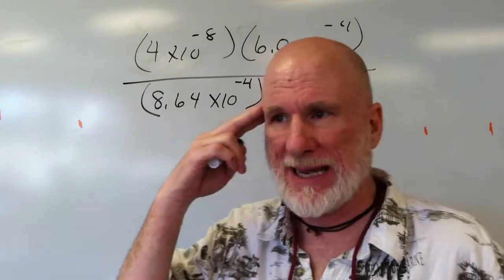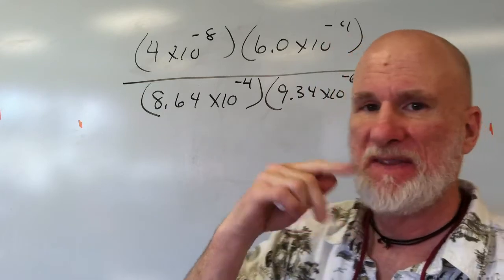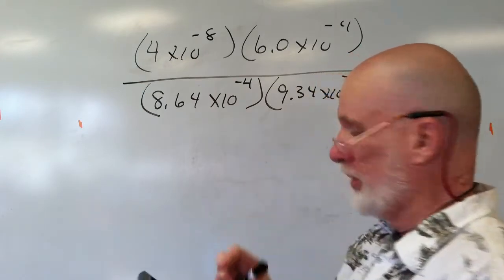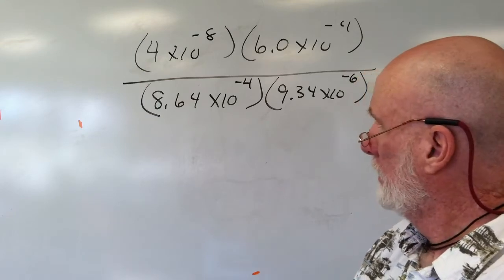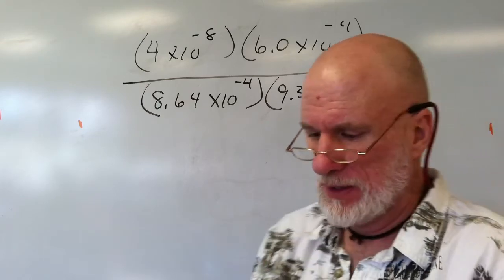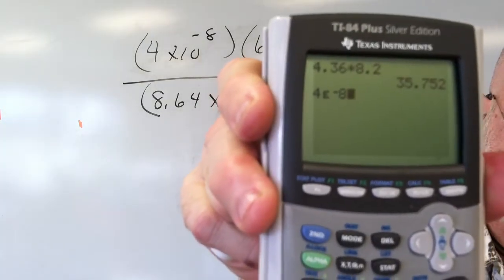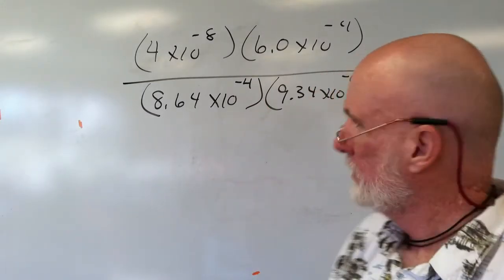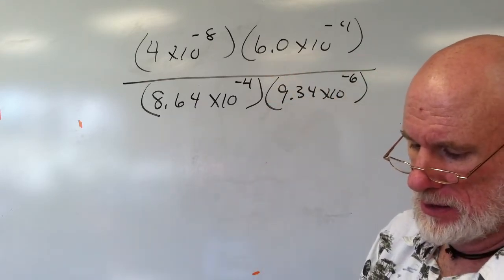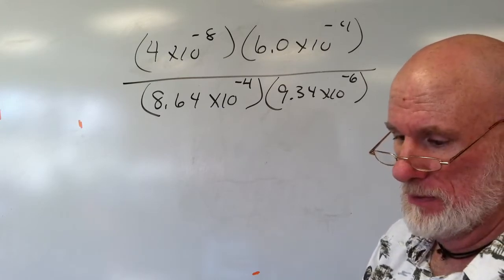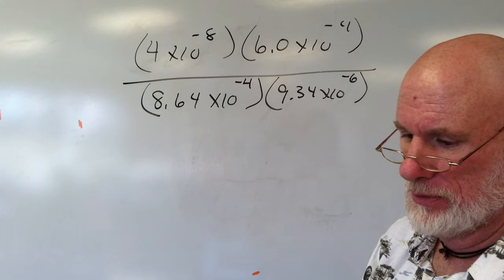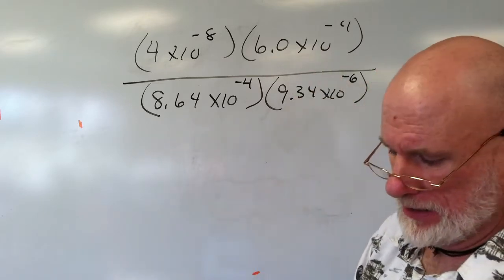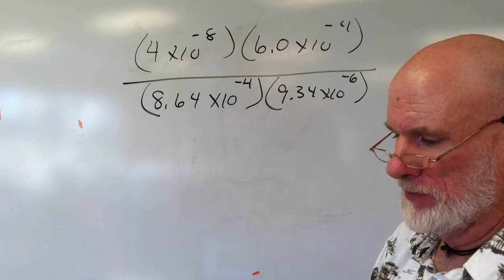remember when I said that when you put something in a calculator, it's automatically parenthetical? That's true. If you put in 4 times 10, second EE negative 8, that's 4 times 10 to the negative 8. That's automatically parenthetical, right? And then you'd say times 6 second EE negative 4. You don't have to put in the 0.